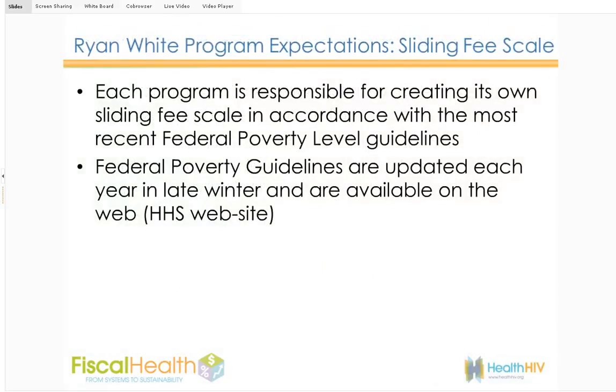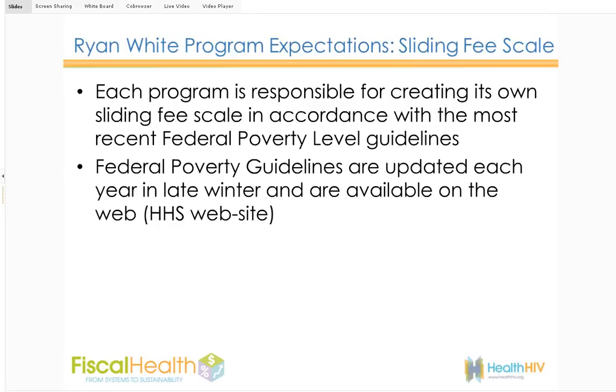And I think this is where it gets hard, is that each program has to create their own sliding fee scale. And the only guideline that's really attached to this is that it has to be in line with the most recent federal poverty guidelines. As many of you know, those are released by the HHS website, usually between January and March. So that's something you'll have to keep an eye on to update your forms and policies and procedures. But that's really the only guideline with the sliding fee scale. Outside of that, programs can design the sliding fee scale however they want, as long as it's in line with the legislative requirements of patients under the federal poverty level not paying for services and patients above the federal poverty level being charged at least a nominal fee for their services.